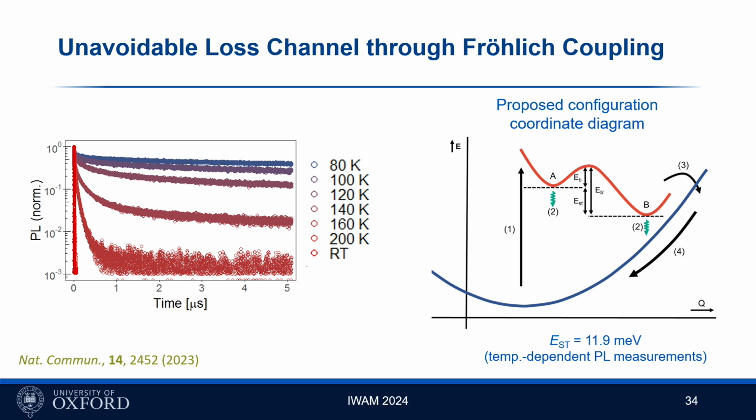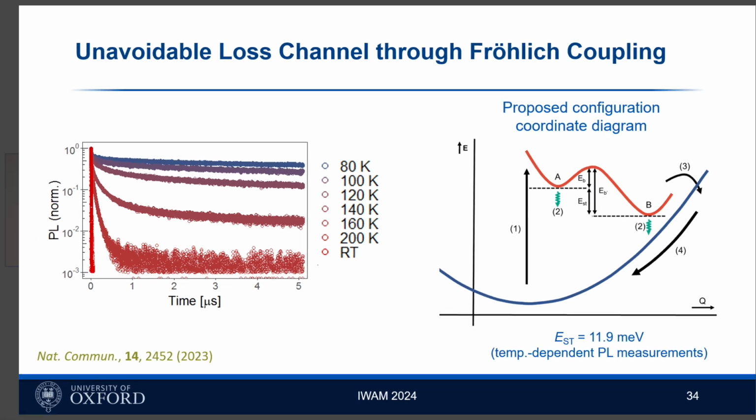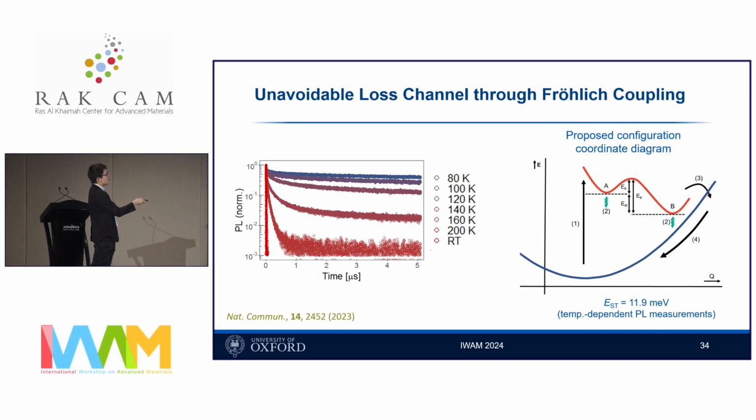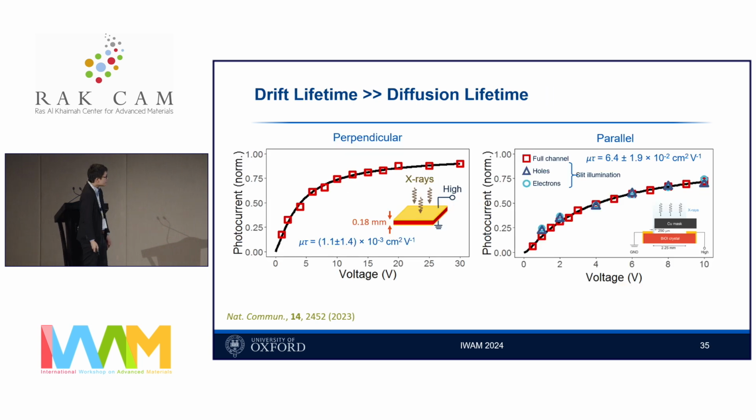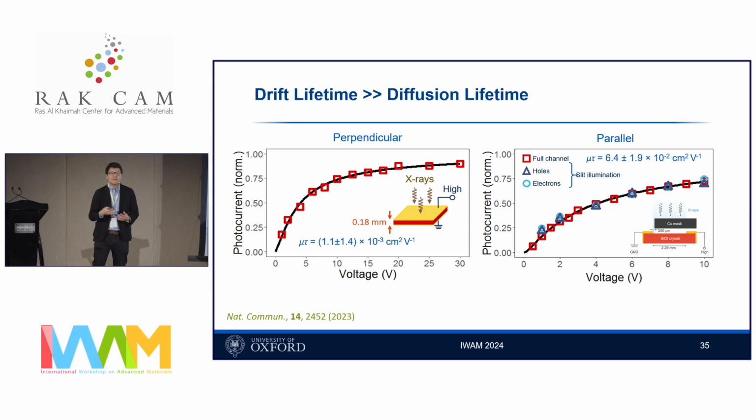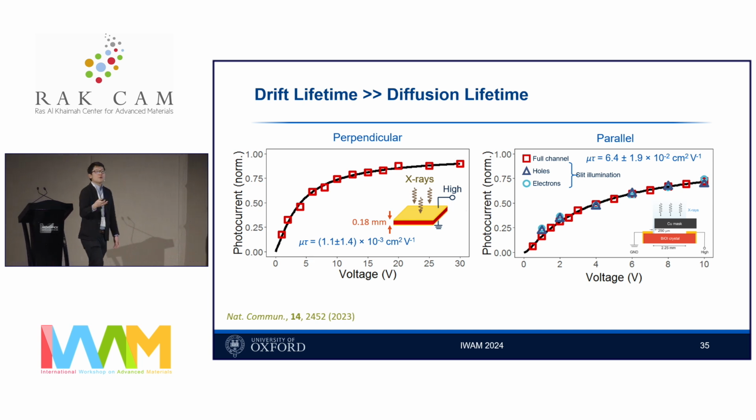It also explains why if we cool it down, we depopulate these phonon modes, so we can't really have process 3 occurring then, because we can't distort it as much. And that's why the PL lifetime increases so much. So this will imply that this is an irreversible, unavoidable loss process unless you cool it down. But we found another way to overcome this by applying an electric field.